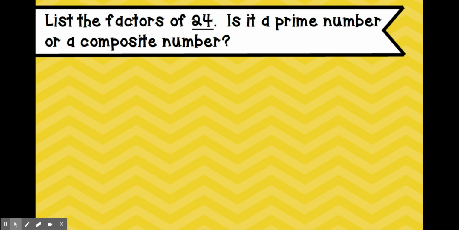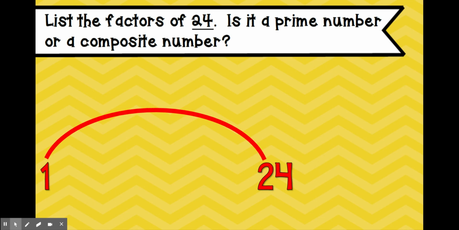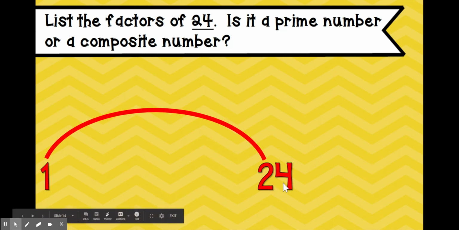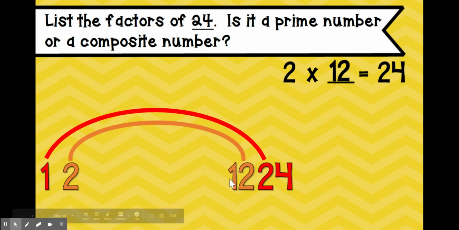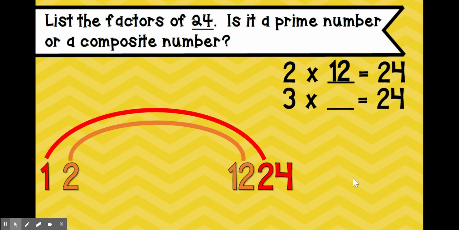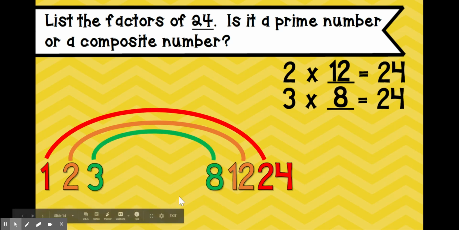Now let's list the factors of 24. Is it a prime number or a composite number? So we're going to start out with the factors of 1 and itself. Okay, let's think of 2. 2 times what number will equal 24? 12. So we would add that to our rainbow. 2 and 12 are factors of 24. How about 3? Is there a number times 3 that would equal 24? Well, 8. 3 times 8 would equal 24. Let's add that to our rainbow. 3 and 8. How about 4?